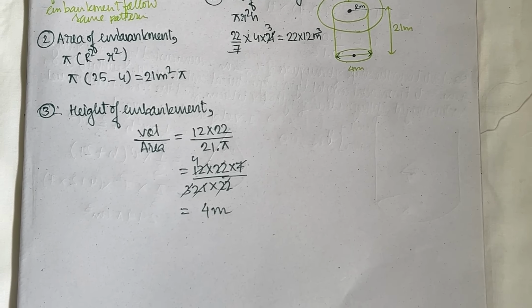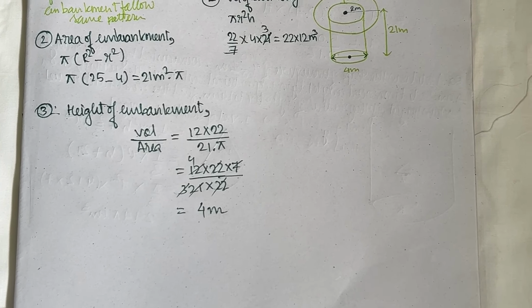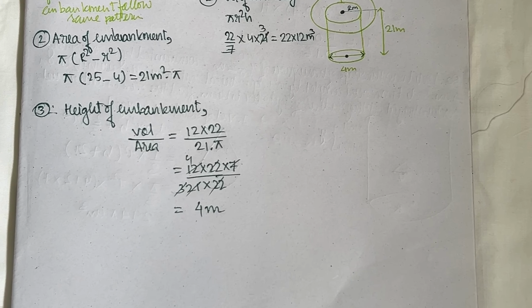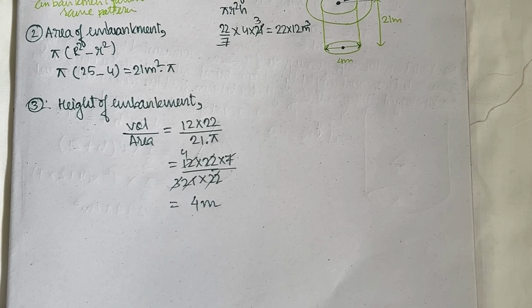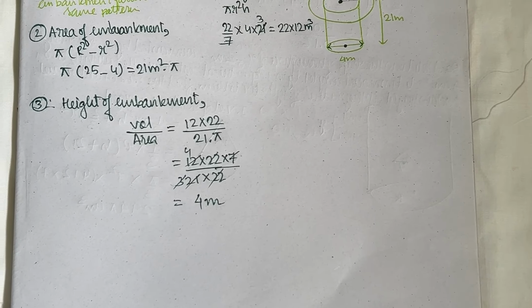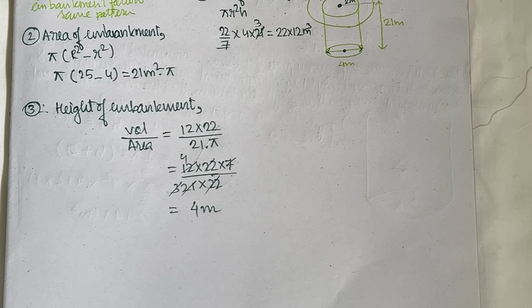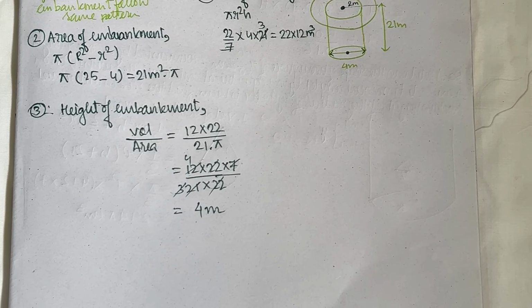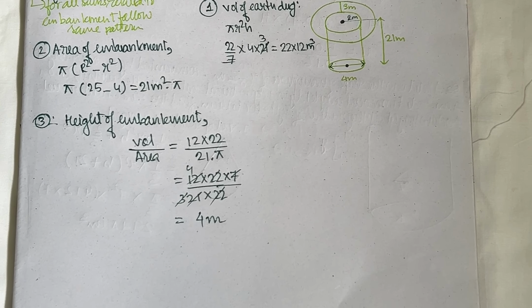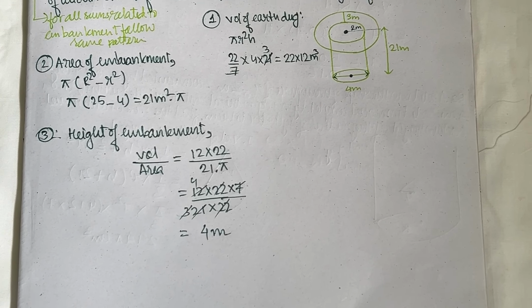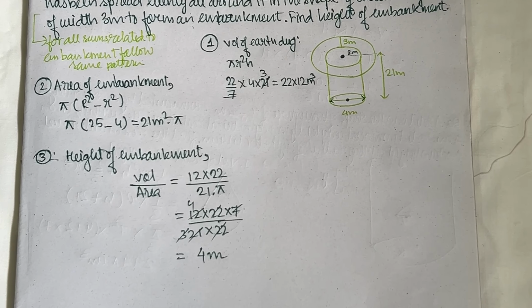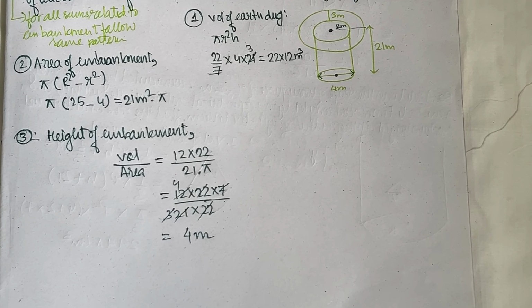Now on solving this sum, first see I have mentioned 1, 2, 3. These are the 1, 2, 3 steps. First you have to draw the diagram as said in the question. Now the first thing is we need to find the volume of the earth dug. The formula is pi r square h. Putting the values, we get 22 into 12 meter cube.